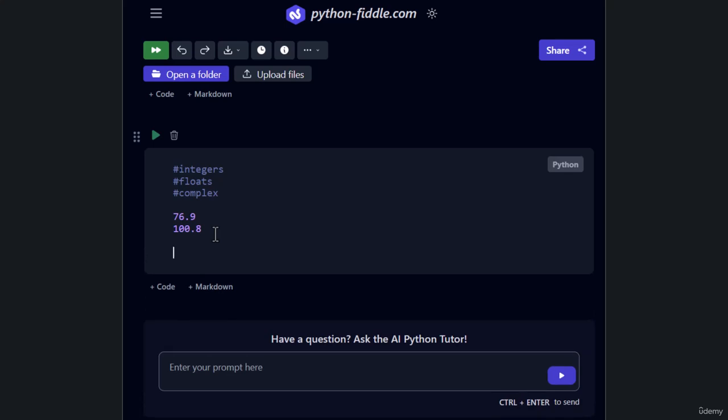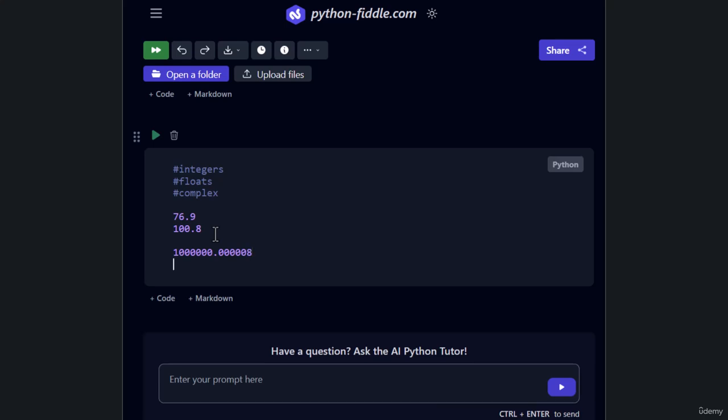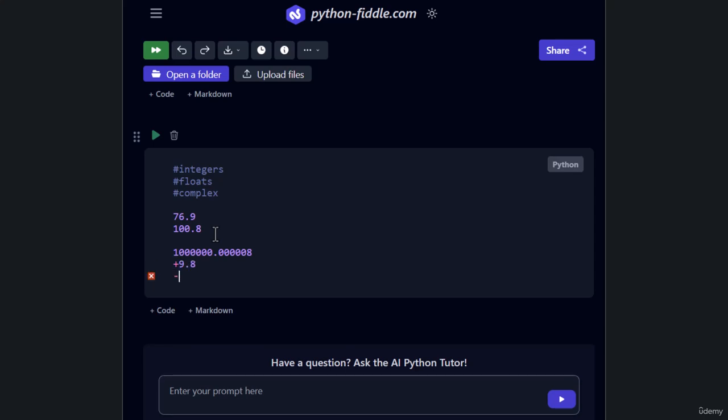Floating points can be very long numbers. Let's say 100,000 point 0.0008. This is also a floating point. Again, floating points can have a positive sign, let's say plus 9.8, or they can have a negative sign, minus 0.008. This is again a float number.